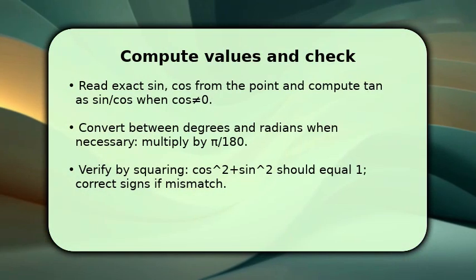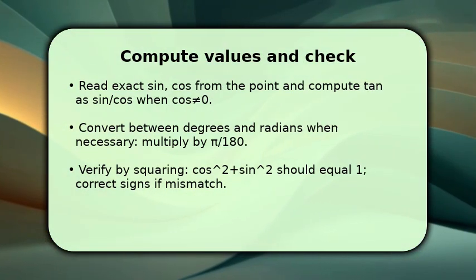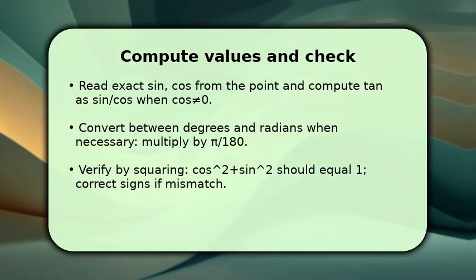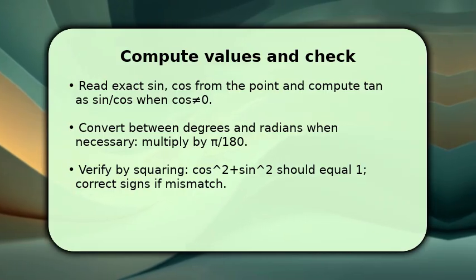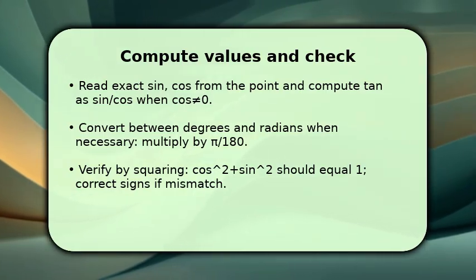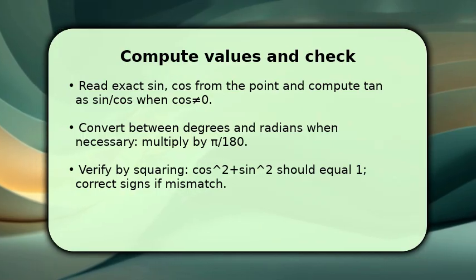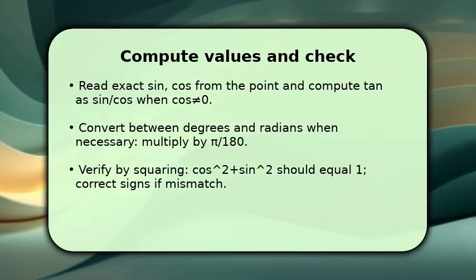You finish by reading off cos theta and sin theta from the point and computing tan theta as sin over cos when cos is not 0. This gives exact fractional or radical results. Once you've computed, convert degrees to radians if required by multiplying by pi over 180 so your answers match expected units.